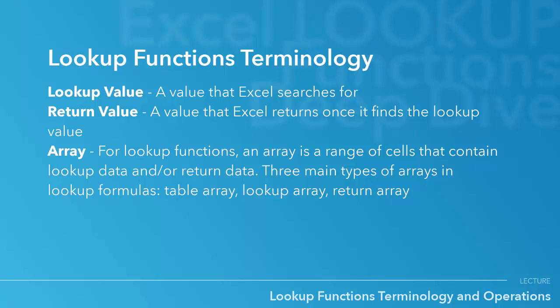Lookup value is a value that Excel searches for. Return value is a value that Excel returns once it finds the lookup value. For lookup functions, an array is a range of cells that contain your lookup data and/or return data. There are three main kinds of arrays in lookup functions: table array, lookup array, and return array. I'll now show you what these elements look like within a simple example.